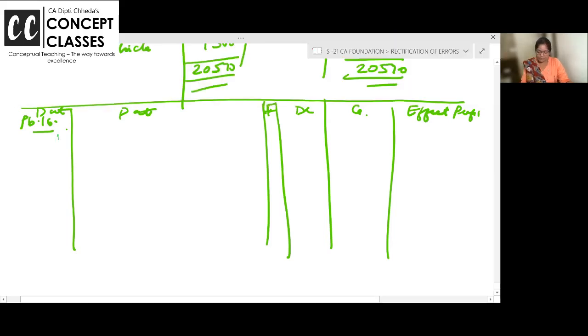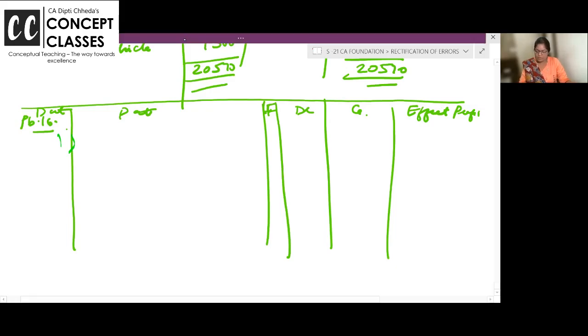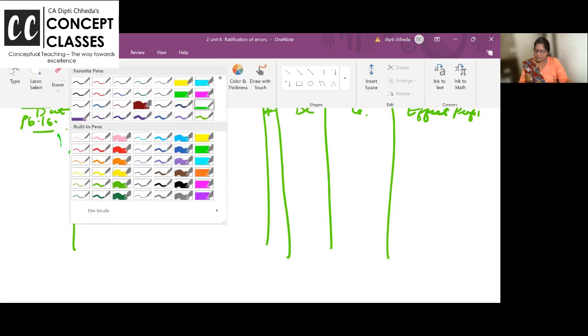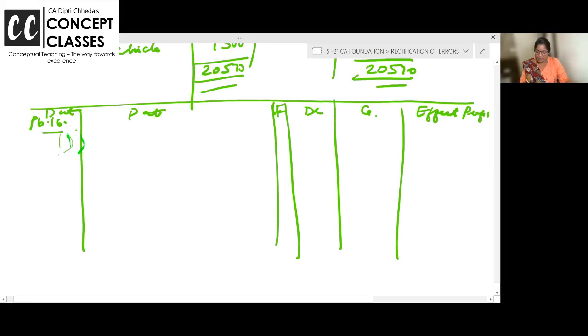First one. Read with me. First one. The total of debit of expenses account has been cast excess. Okay. What is the nature of expense? Debit. तो extra है तो आप credit कर दो. Expense account credit 50. Suspense account debit.